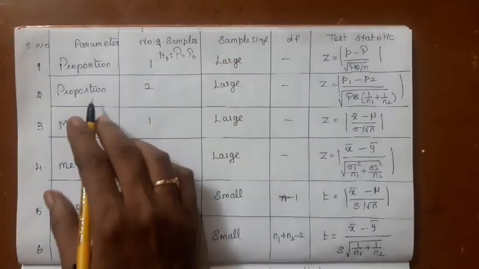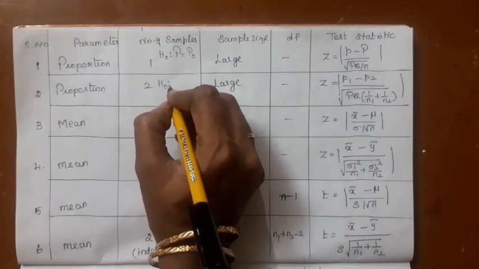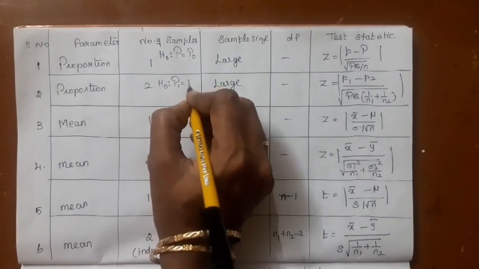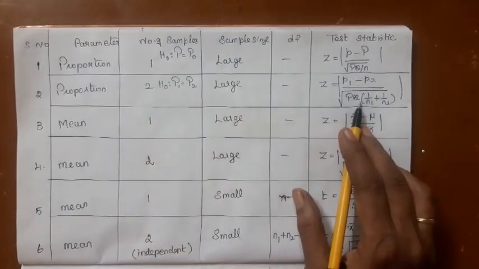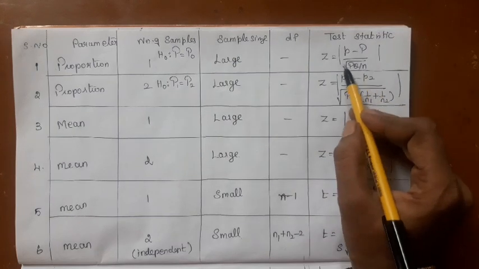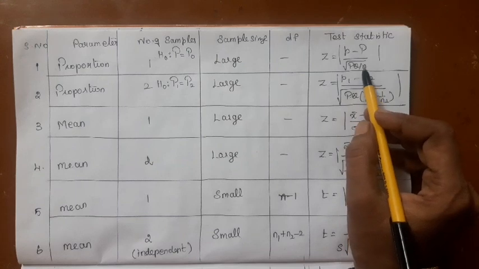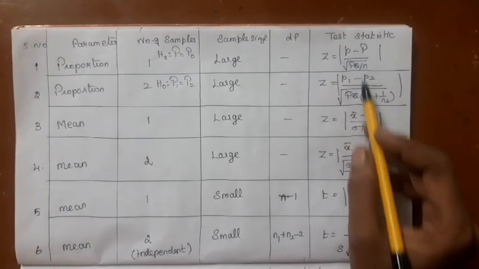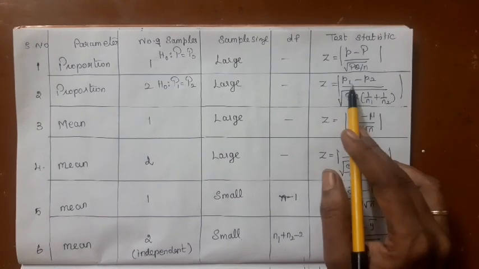Okay. If the problem is to test the difference of proportions, to compare two different proportions, the null hypothesis is H naught such that P1 equal to P2, and this is the test statistic. This denominator is the standard error of the statistic. This square root of PQ by n is the standard error of p. Square root of PQ into 1 by n1 plus 1 by n2 is the standard error of p1 minus p2.